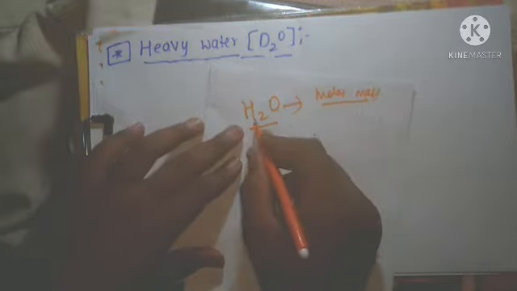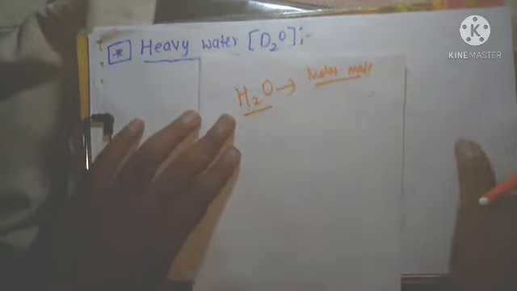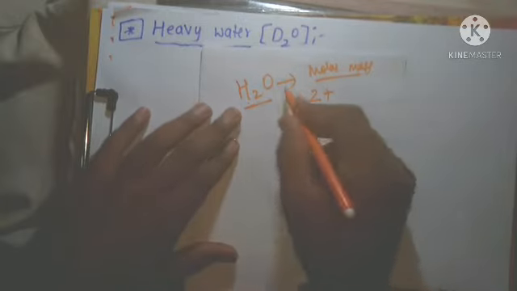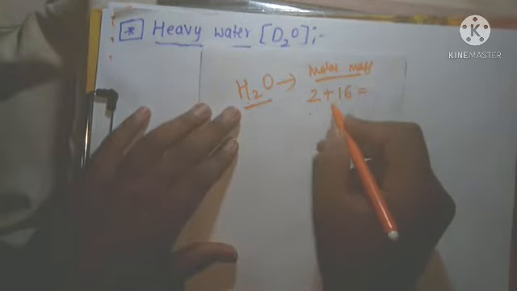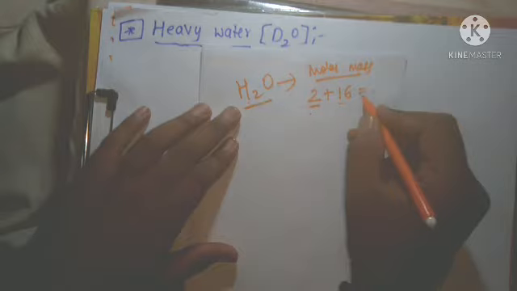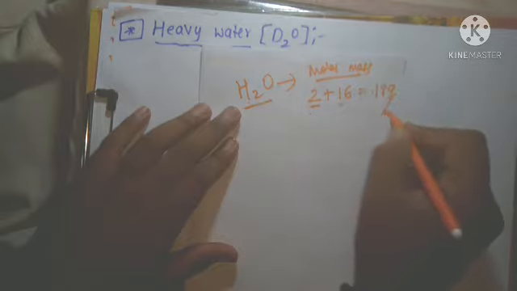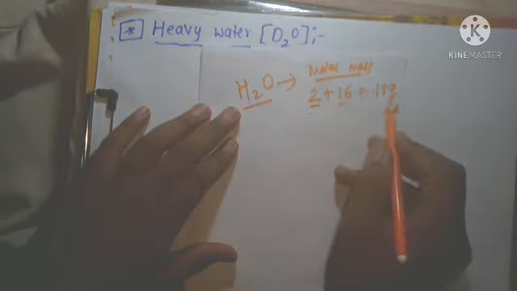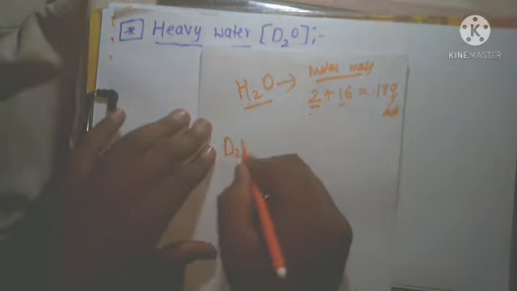One hydrogen mass is 1. Therefore 2 hydrogen means 2 gram, plus 1 oxygen atom mass is 16 gram. So 2 plus 16 is 18 gram per mole. The molar mass of water is 18 gram per mole. Now what is the mass of D2O?